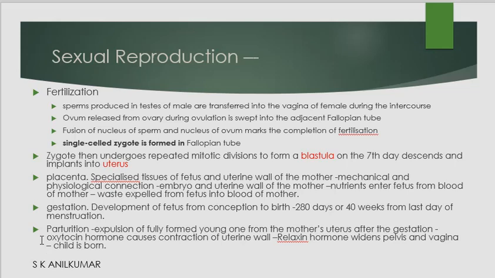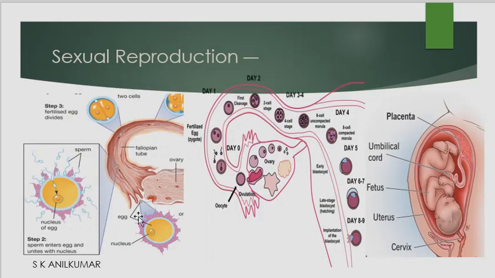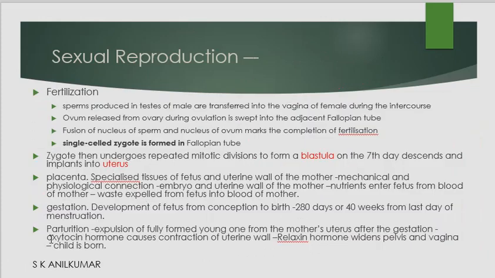Parturition. What is parturition? That is the expulsion of the fully formed young one from the mother's uterus after the gestation period. Oxytocin hormone is very important because it is the hormone that causes the contraction of the uterine wall. It contracts so that it pushes the baby out. There is another hormone which works, called relaxin. On the uterine wall, oxytocin helps contraction, and relaxin widens the pelvis and vagina.